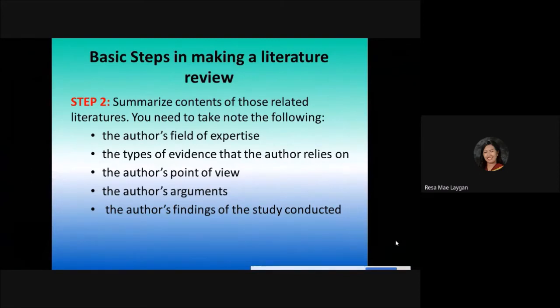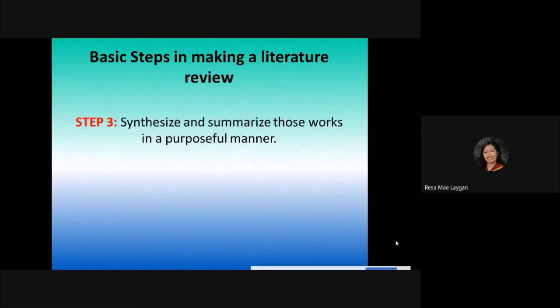Of course, the author's field of expertise, the types of evidence that the author relies on, the author's point of view, the author's arguments, and the author's findings of the study conducted. So these are really important to take note, especially when doing a review of related literatures. And last, you have to synthesize and summarize those works in a purposeful manner.